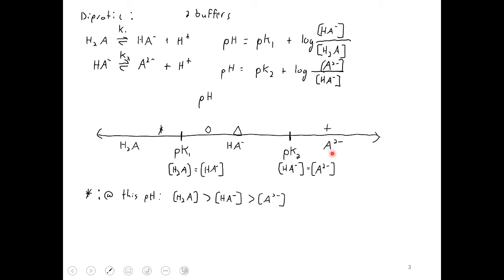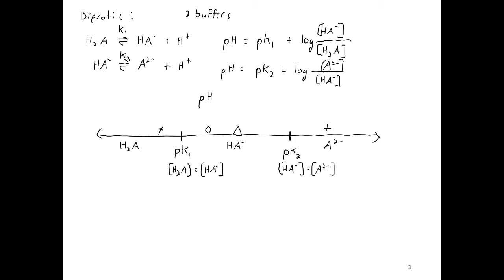Now how about we jump all the way to the reverse situation, where we're clearly in the A2- dominant region? Well, this dominates over HA-, which in turn dominates over H2A. So let's write that. At the plus sign pH value, our order of dominance is concentration of A2- is larger than the concentration of HA-, which in turn is larger than the concentration of H2A. Now I'm going to clear some space for the other 2 points.